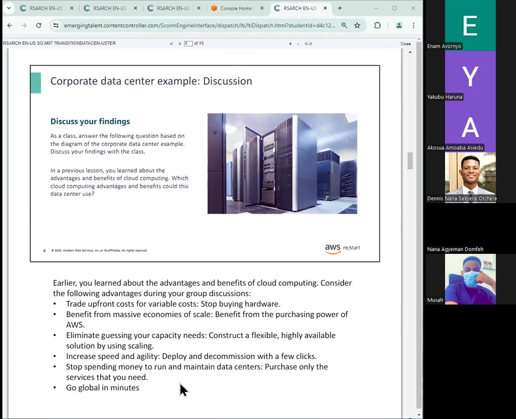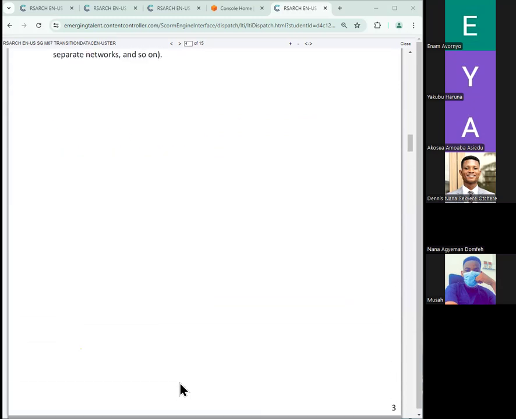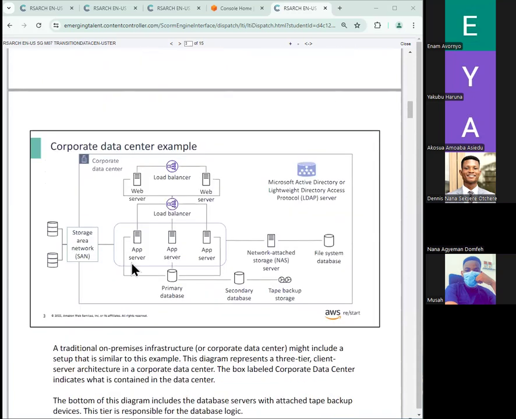These are the advantages and benefits of cloud computing. So can you explain how these advantages are going to help when it comes to this data center that we are looking at? Okay, advantages of cloud computing relating to this data center. Yes. Okay.